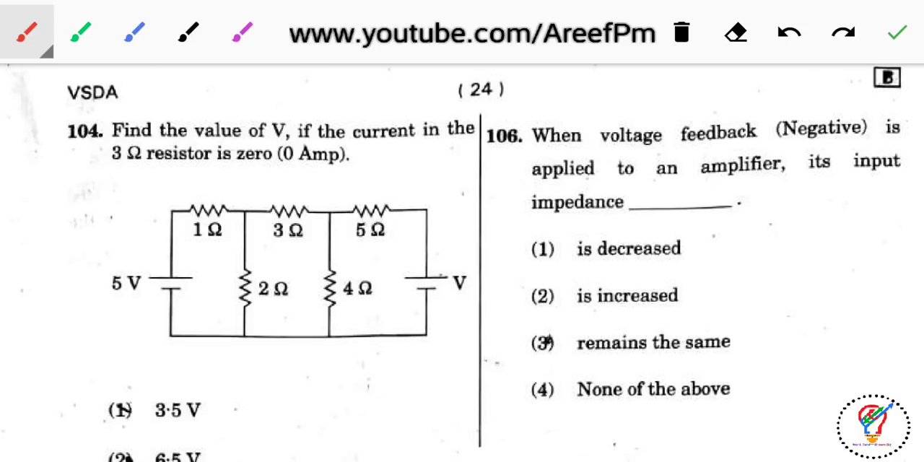Okay, the first question here in the screen is find the value of V if the current in the 3 ohm resistor is 0 amps. So here the current flowing here, it is 0 amps. So what is the voltage drop? Voltage drop is going to be 0.